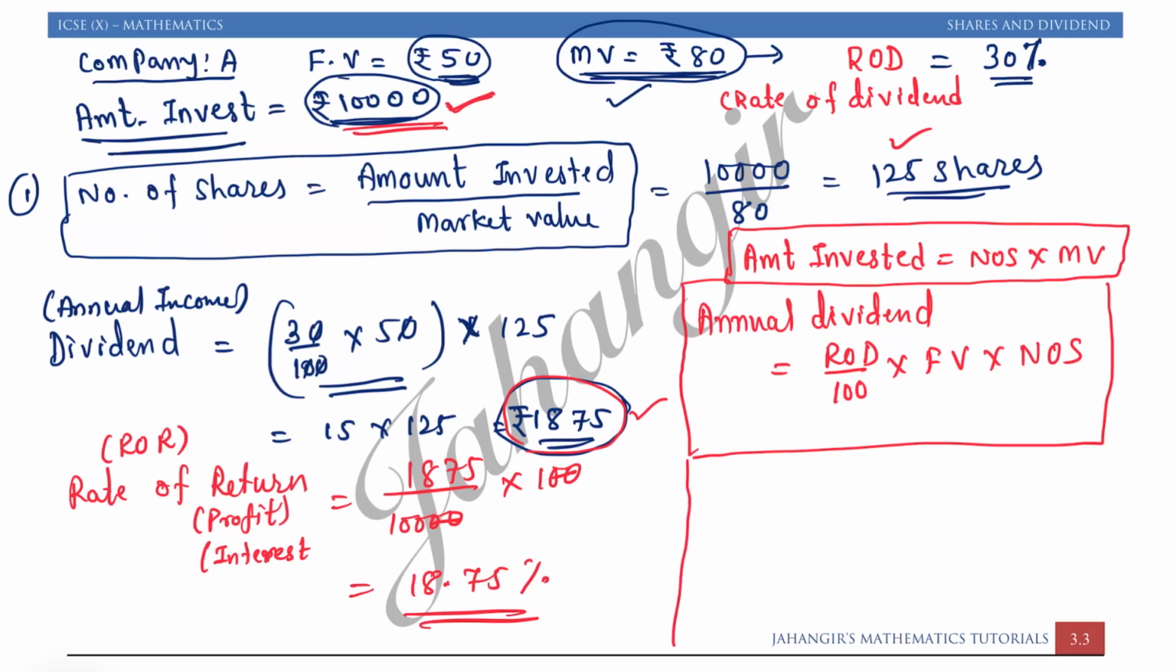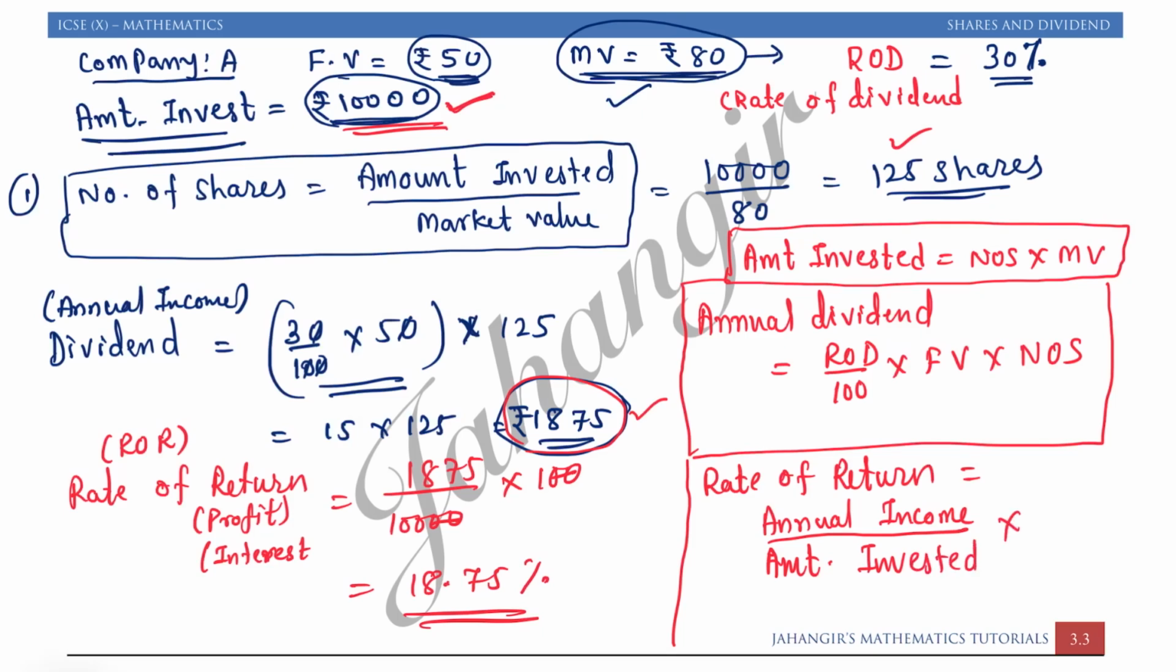So here I can write the formula for rate of return. Rate of return is annual income upon amount invested into 100. But this formula, I would like to tell you, don't use this formula. This formula works, but calculations will become quite difficult. But here what we had done, just pause the video and write down this example.